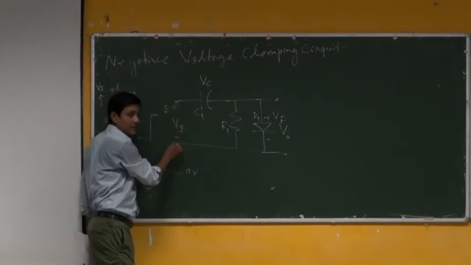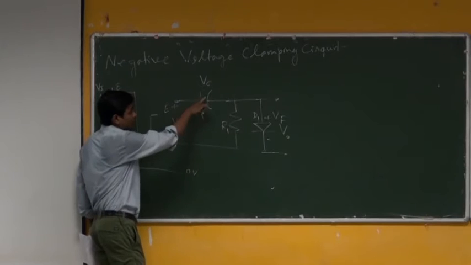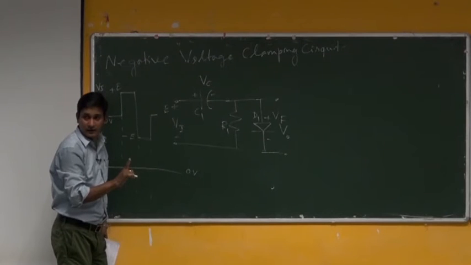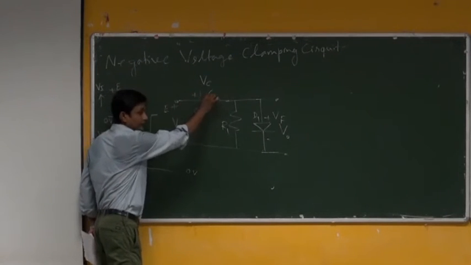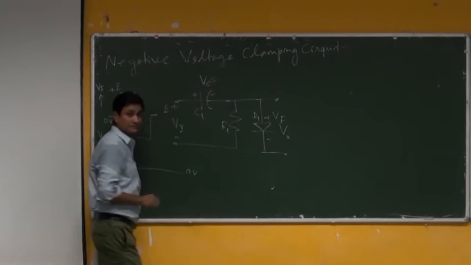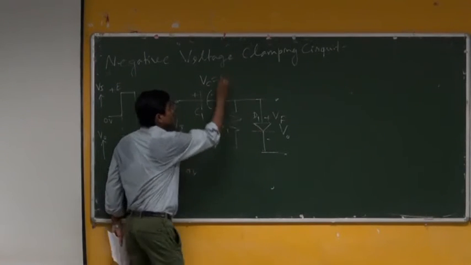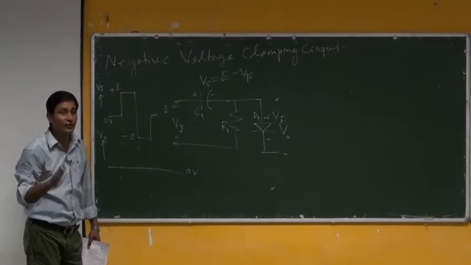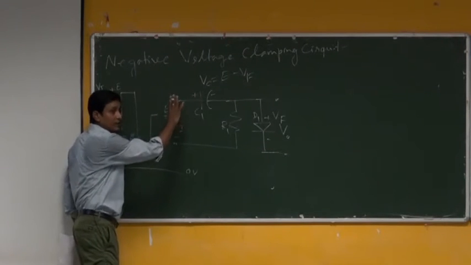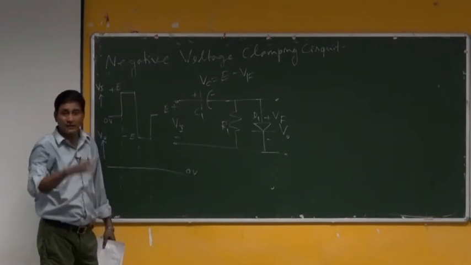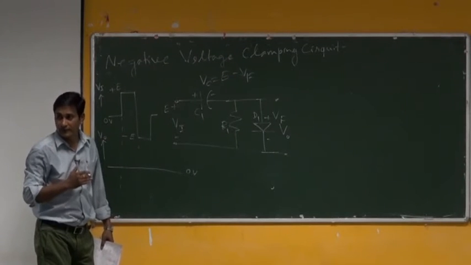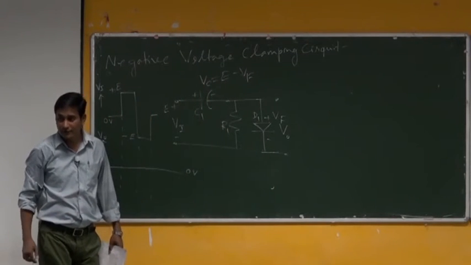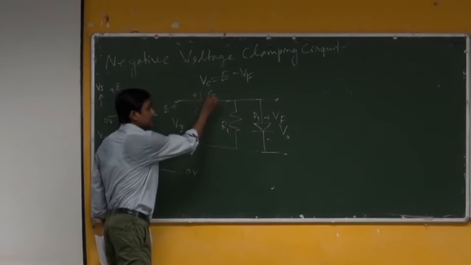If this is the total potential applied here, positive here, negative here, what is the polarity here? Positive here, negative here. Then, what is the potential across Vc? E minus Vf, because I know Kirchhoff's voltage law, where the potential across this will be equal to the total potential gone to the other part. So, E is equal to Vc plus Vf, or Vc is equal to E minus Vf, but where is the polarity? Plus here, minus here.